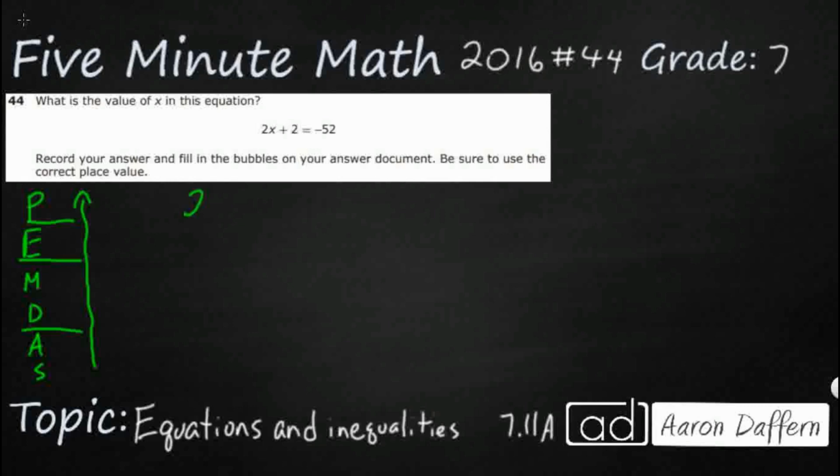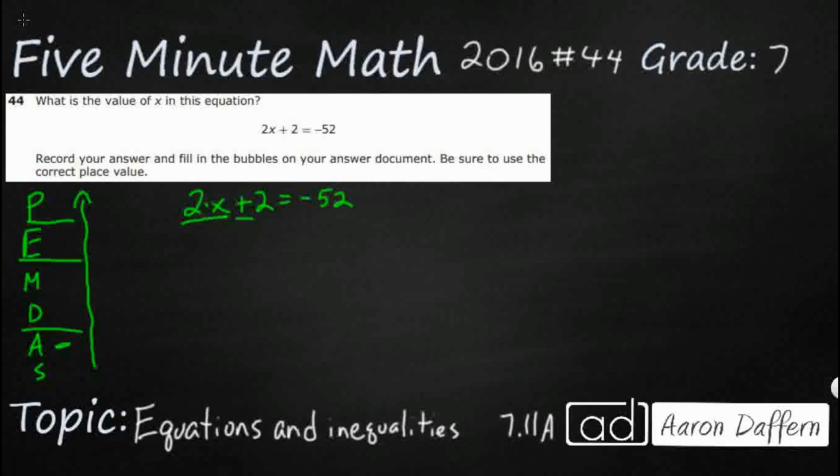So let's look at 2x + 2 = -52. You see that there are 2 different operations holding x from being isolated here. We've got a multiplication, so I'm going to put a little dot right there to show that it's 2 times x. And then you've got an addition. Remember, we go from the bottom up, and the weakest link is going to be this addition.